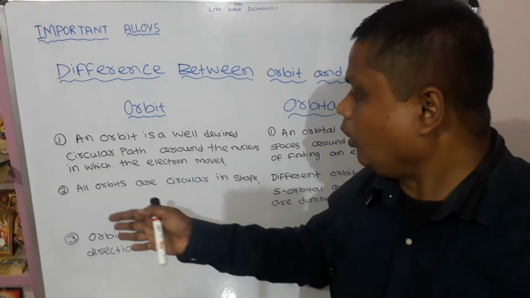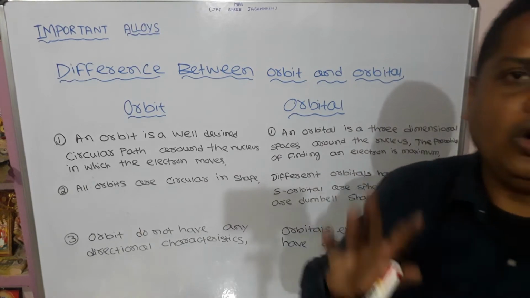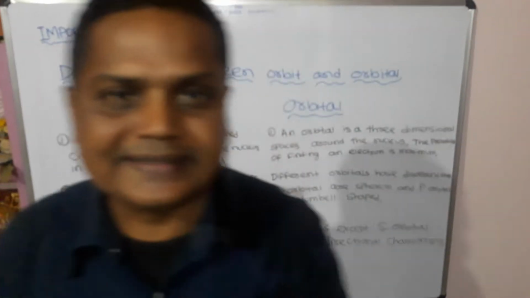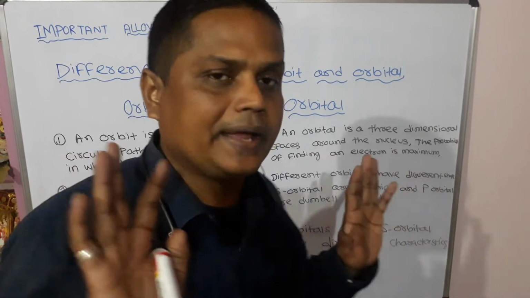Then second, all orbits are circular in shape.